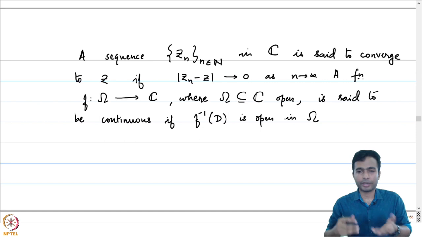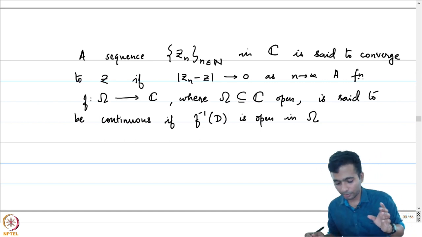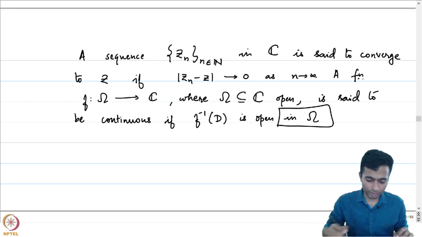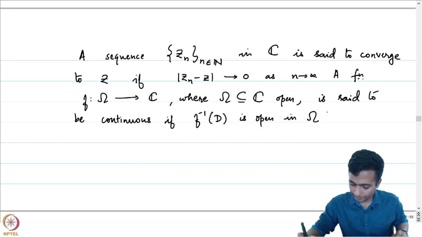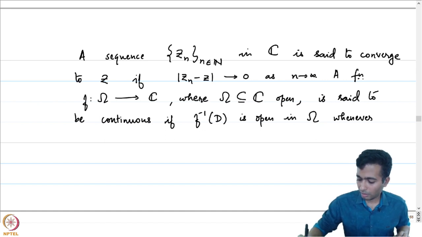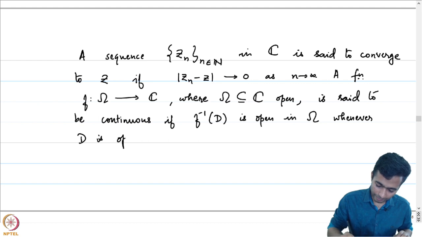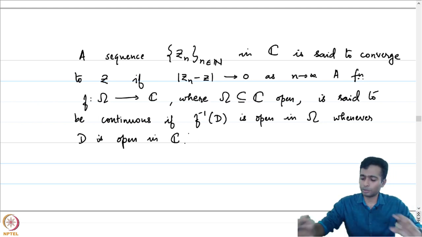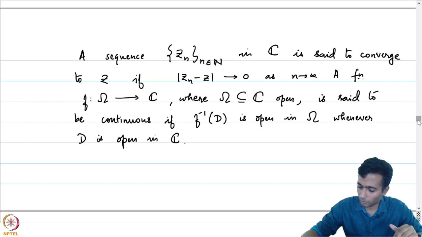The condition that omega is open in C is going to help us not worry about whether it is open in omega or whether it is open in C, but nevertheless let me put it this way. f inverse of U is open in omega whenever U is open in C. This is the same as saying that if there is a sequence Zn in omega which converges to Z in omega, then f of Zn converges to f of Z. Okay, these are the usual notions which you are familiar with. Let me not spend more time on that.